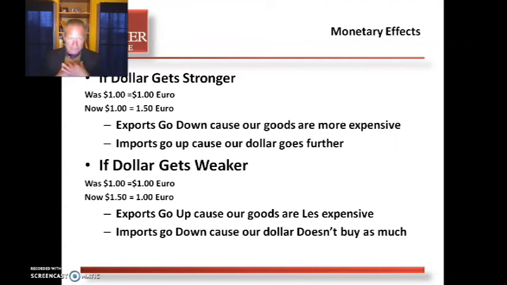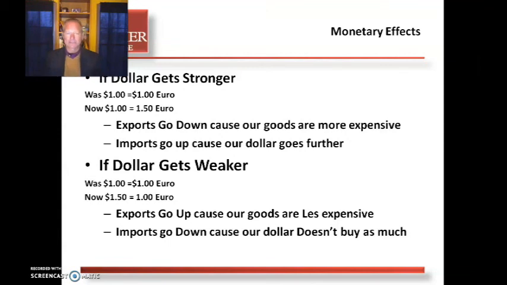If the US dollar gets stronger, that means that it was 1-to-1, just like in the last example, and now it's 1-to-1.50. If the dollar gets stronger, exports go down because our goods are more expensive and imports go up. So we have a negative balance of trade. Our dollar goes further in other countries, and now we are importing more. If the dollar gets weaker, which is just the opposite of the last example I gave you, exports go up because our goods are less expensive, and imports go way down because the dollar doesn't buy as much. You need to understand that.